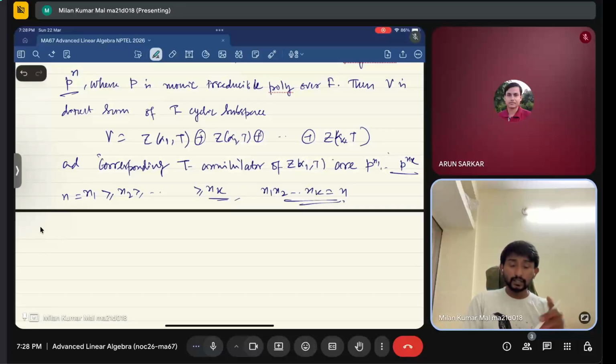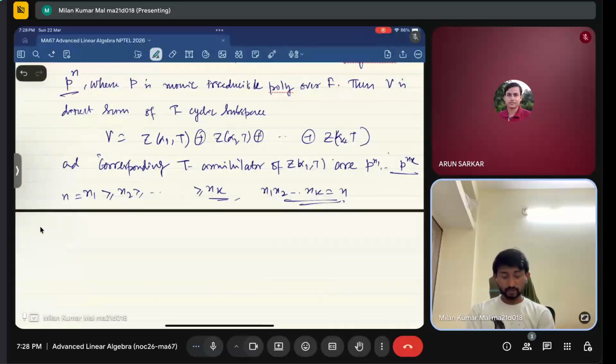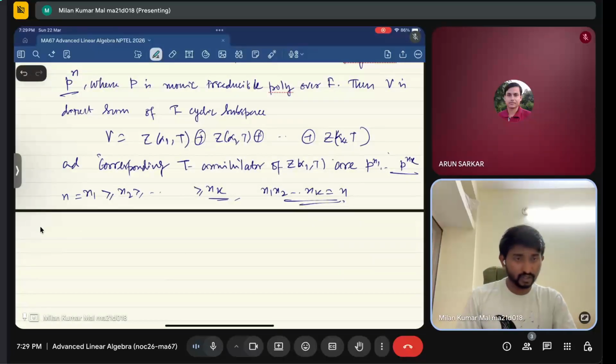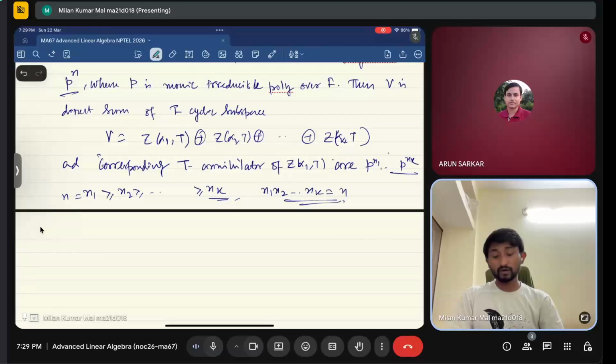This is what it is, the cyclic decomposition theorem. What the cyclic decomposition theorem says, I mean there are many things, but the main point is that you will get a much simpler form with this decomposition. Suppose you have vectors alpha 1, alpha 2, ..., alpha k, such that you can write V in this form.